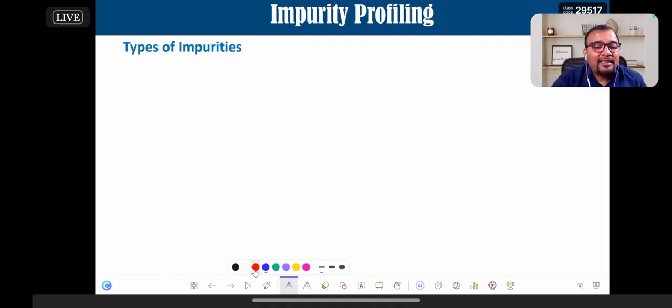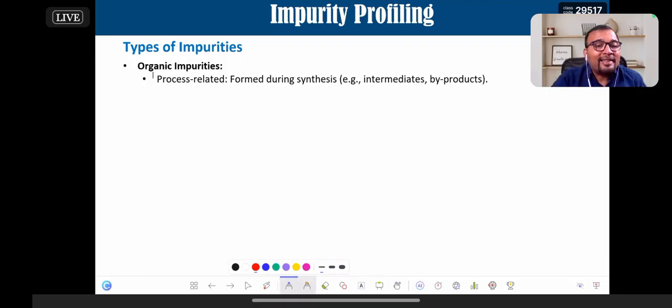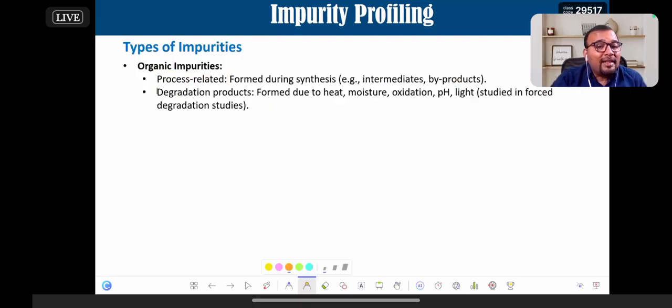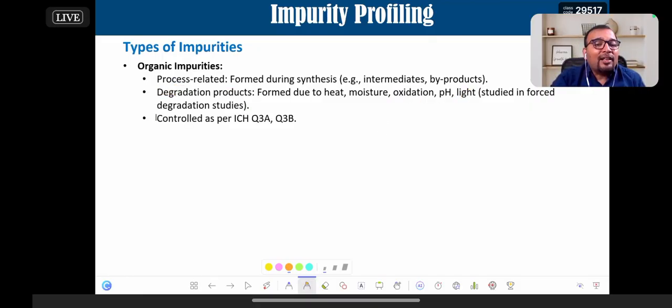So what are the types of impurities present in the sample? The first one is organic impurities, right? Organic impurity can be a process related impurity, for example, intermediates, or can be byproducts. It can be a degradation product also, right? Suppose there is hydrolysis happening because of pH, because of light, because of oxidation. During the process itself, you get some degradation impurities. And they are controlled as per ICH Q3A or Q3B, right? All organic impurities except mutagenic and nitrosamines are controlled under ICH Q3A for drug substance and Q3B for drug product.